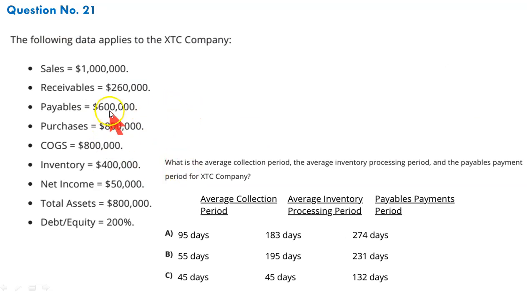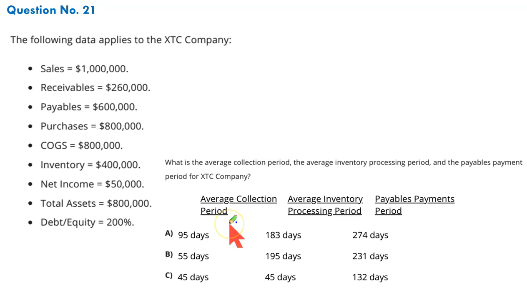What do we need? The data is given: sales, receivables, payable, purchases, COGS, inventory, net income, assets, debt to equity. What is the average collection period in days? Average inventory processing period, that is how long you hold your stock, and payables payment period means after how many days do you pay to your accounts payable. Now it's a good question to deal with these three formulas separately that directly give you the result in days.